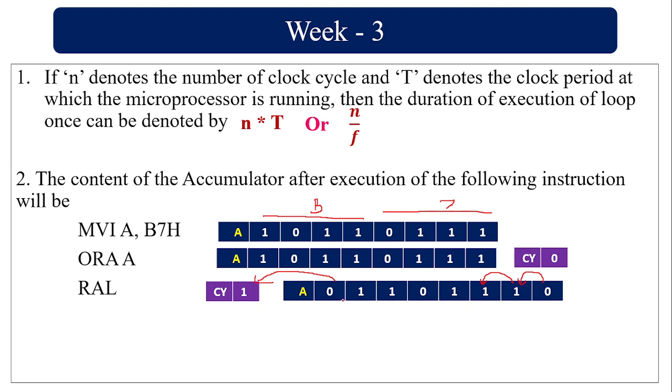So after the shifting operations are performed, the value 0 1 1 0 is going to be 6, and then 1 1 1 0 is nothing but E. So your answer is going to be 6E.